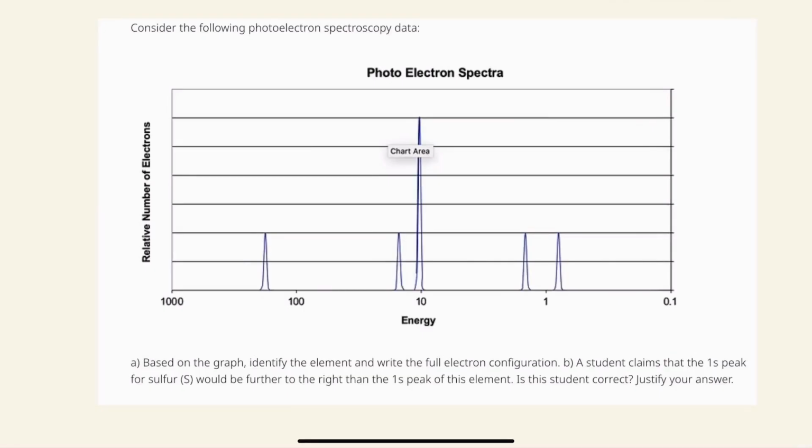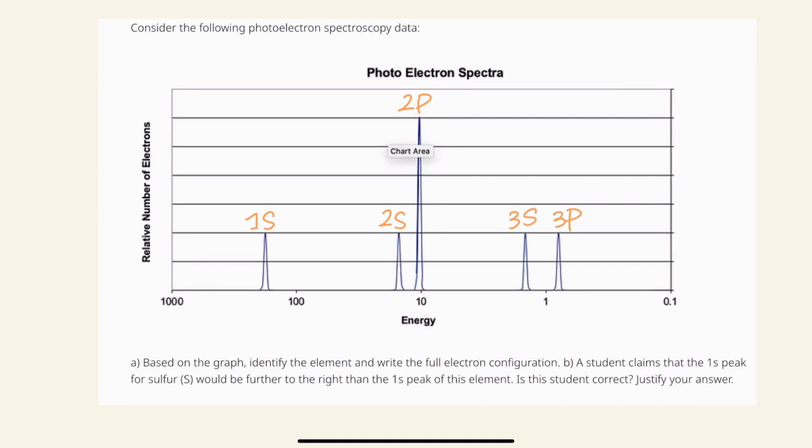Let's do this FRQ I got from Fiveable. This is a photoelectron spectra and asks, based on this graph, identify the element and write the full electron configuration for it. You can pause the video and try to figure this out. I'm going to label my subshells first. So I have 1s, 2s, 2p, 3s, 3p.